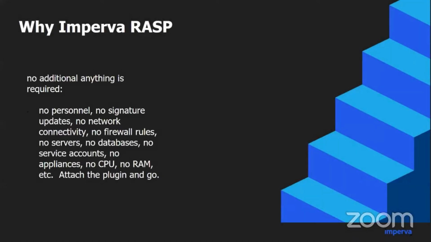Now, Imperva RASP, why? Well, as I've mentioned, there are no signatures. It doesn't need day-to-day maintenance. It doesn't need the firewall rules set up, for example. But one key thing is it also doesn't need any external connectivity to any other server. It doesn't need to contact Imperva for rule creation or log files or anything like that. It is completely self-contained. It doesn't require any additional databases. It doesn't require a service account. It uses very, very little CPU and RAM and so forth. You install the application server plugin and you go, it's done.